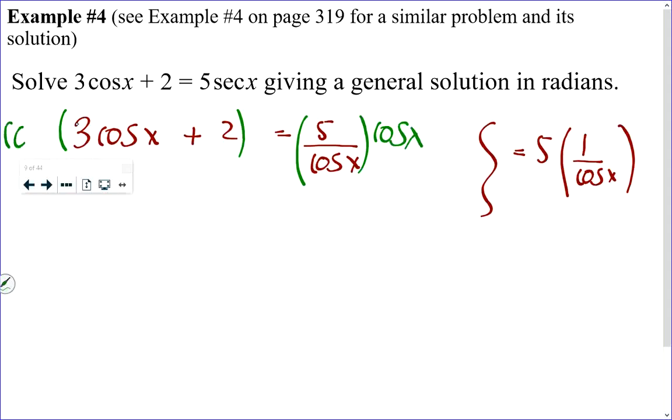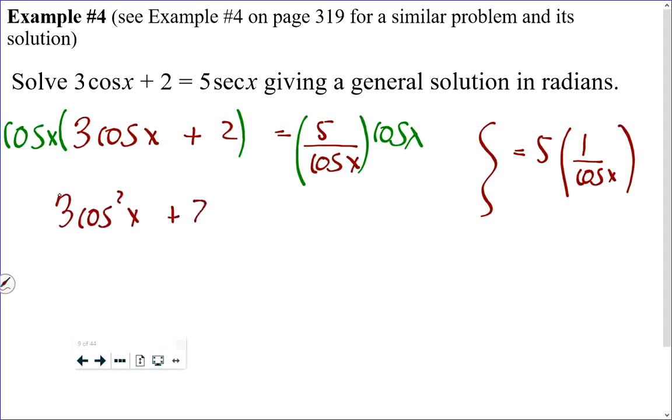And when I do that, on the left side, I'm going to get 3 cos squared of x plus 2 cos x. And on the right side, I'm going to get 5. Now I can move it over. So now we're in more familiar territory. Now we're back in Unit 3.